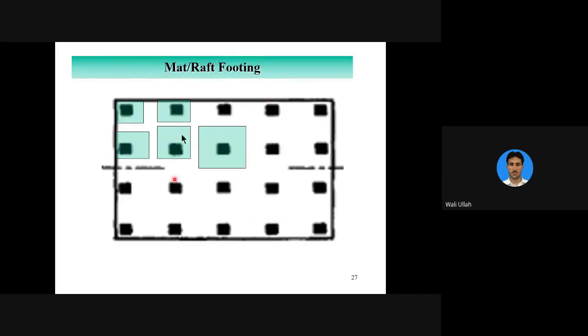Assume that you provide an isolated foundation below every column, a column footing below every column. And if the soil is weak, the bearing capacity would be low. What would happen? The areas of these isolated footings would be large, and they would come very close to one another. So practically, it would be good to provide a single footing below all the columns, a single large pad.